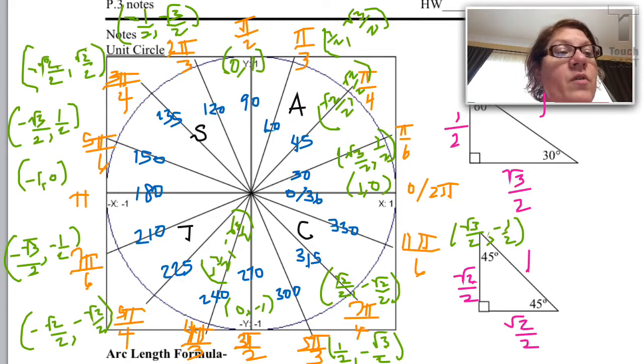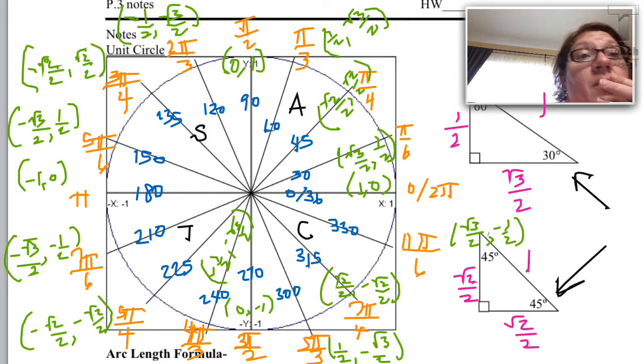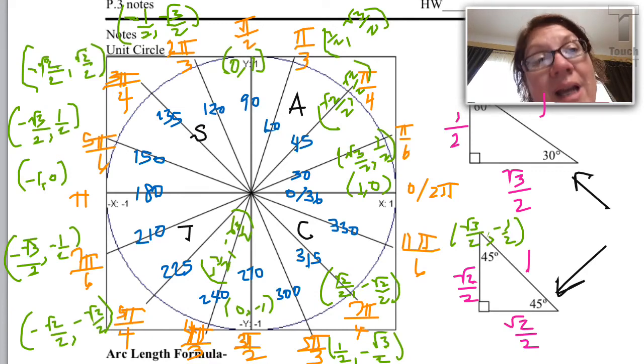And then if you notice over here to the side, I have your special right triangles, and they're labeled such that the hypotenuse is 1, so you can see where those legs came from, which generate all the coordinates on the unit circle. So you need to pause the video because I'm about to erase this.